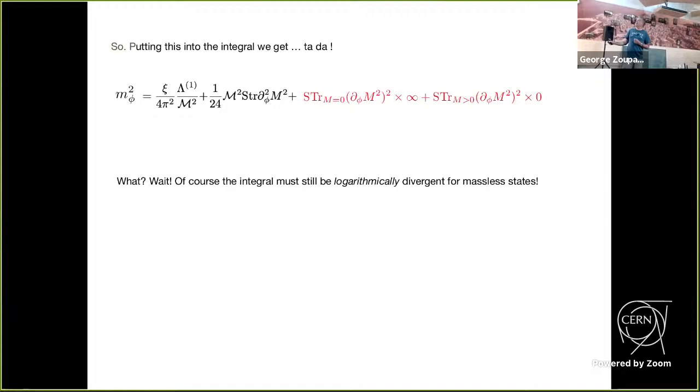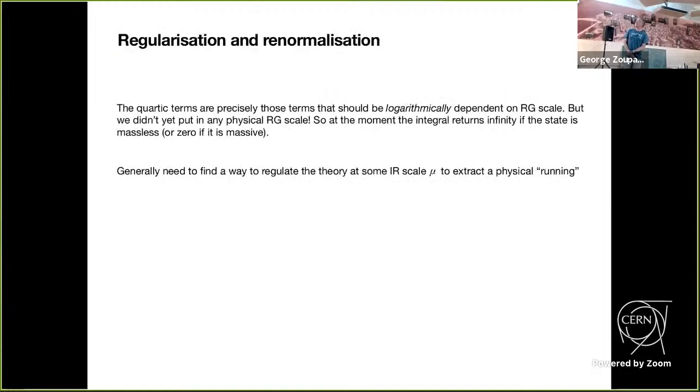And then we get either infinity if the mass is zero, or we get zero if the states have a mass. Right, so we've done something wrong. The thing we've done wrong, we forgot that, of course, if I'm thinking about the Higgs mass squared, it has a logarithm and it's going to be running. And we forgot about that. And the theory doesn't know if I'm supposed to call a state massless or massive. So all it does is it returns zero or infinity until I put an energy scale in, right? So I've not actually inserted an energy scale. So we need to think about renormalization.